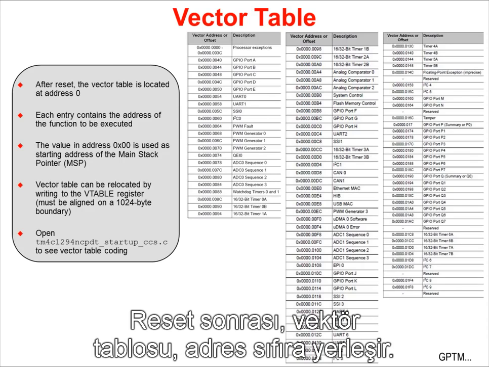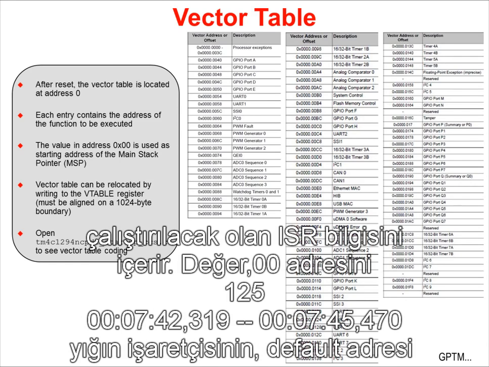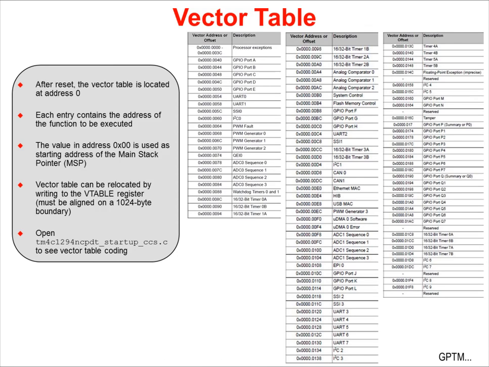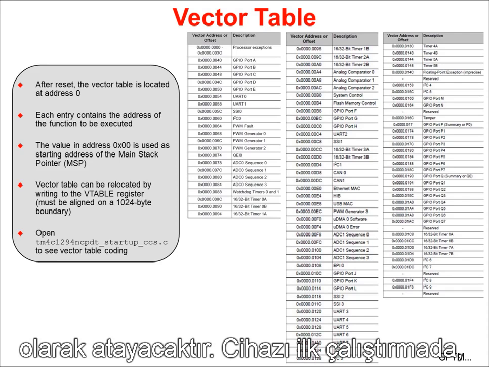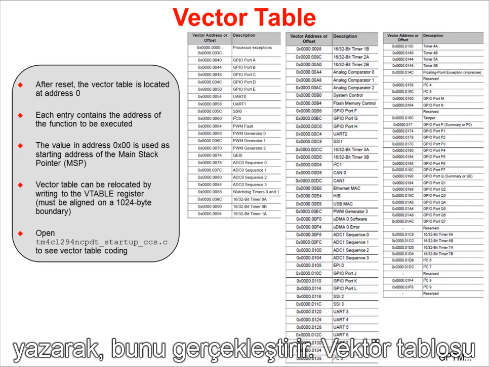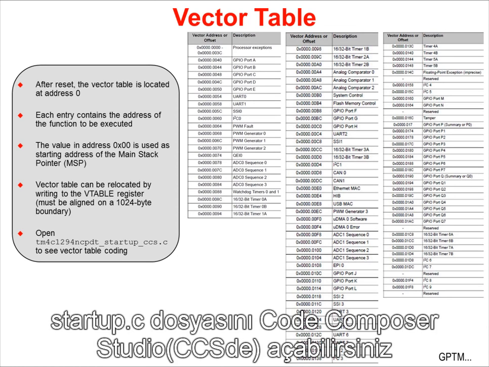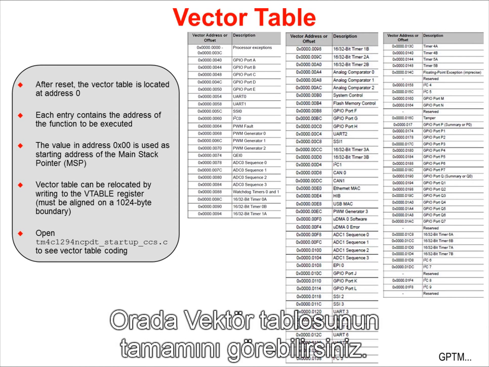After reset, the vector table is located at address 0. Each entry in the vector table contains the address of the handler or ISR to be executed. The value at address 0 is used as the default address of the main stack pointer. It's typical to relocate the vector table after bootloading the device, and this can be done by writing to the VTABLE register. The vector table must be aligned on a 1 KB boundary. If you like, open up the startup.c file in Code Composer Studio for a complete view of the vector table.